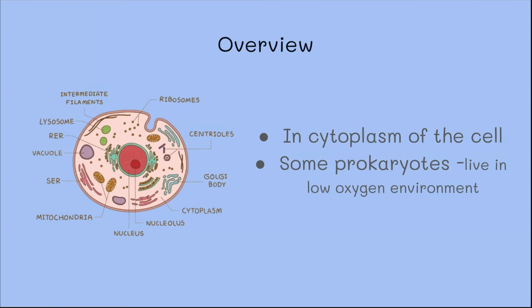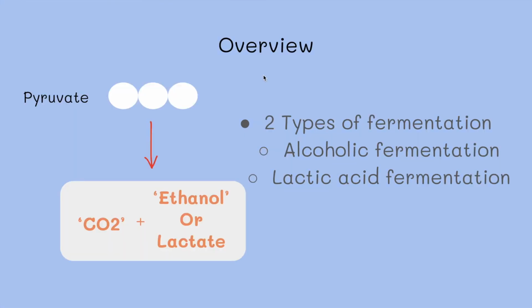Anaerobic respiration occurs in our body when oxygen is absent. It occurs in the cytoplasm of the cell. It also occurs in some prokaryotes that live in low oxygen environments. Anaerobic respiration, or fermentation, is the conversion of pyruvate to either carbon dioxide and ethanol or carbon dioxide and lactate.